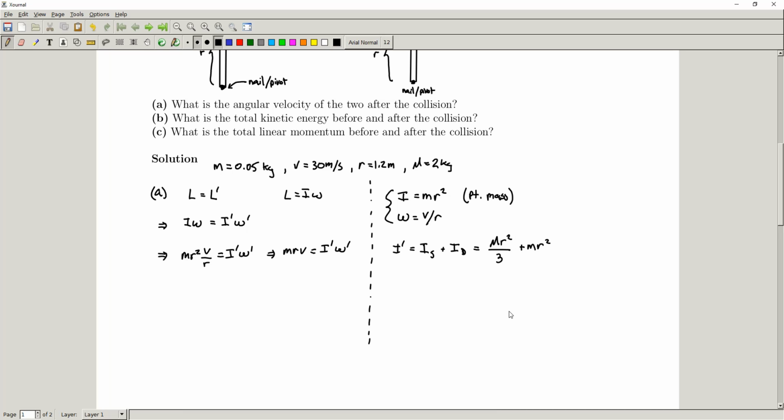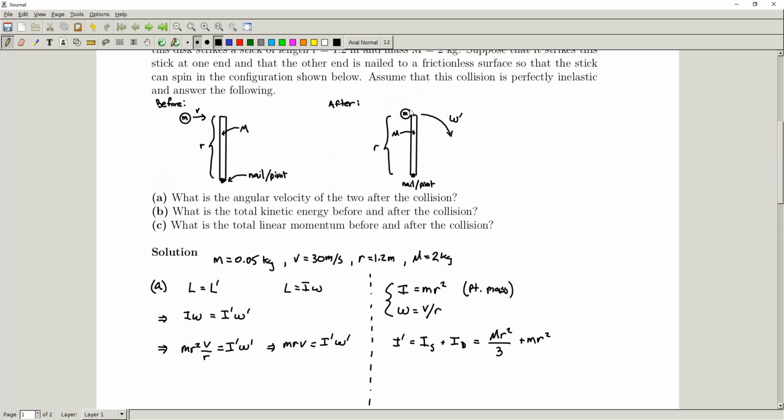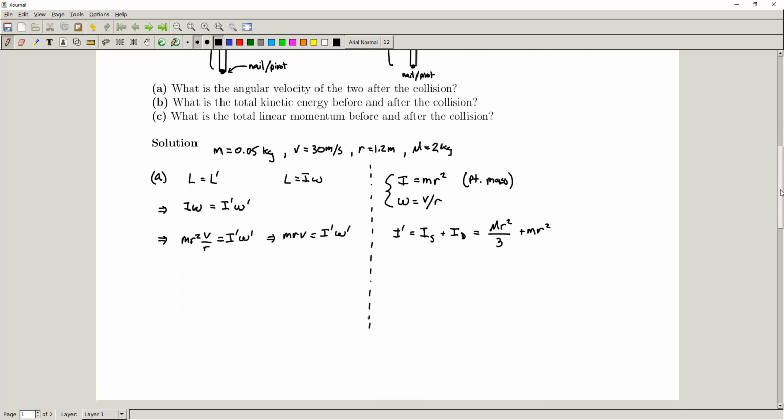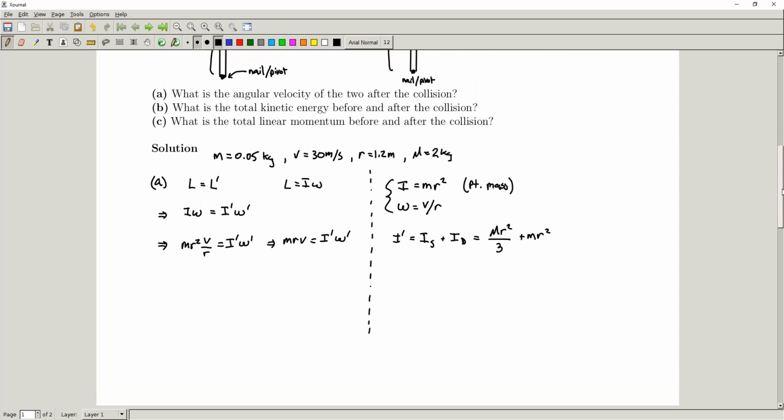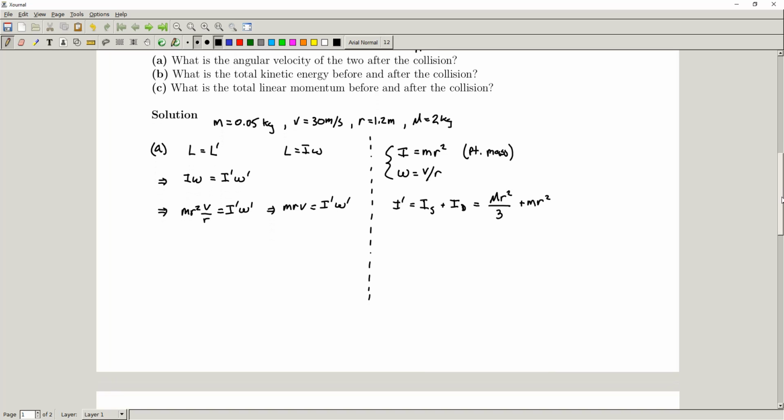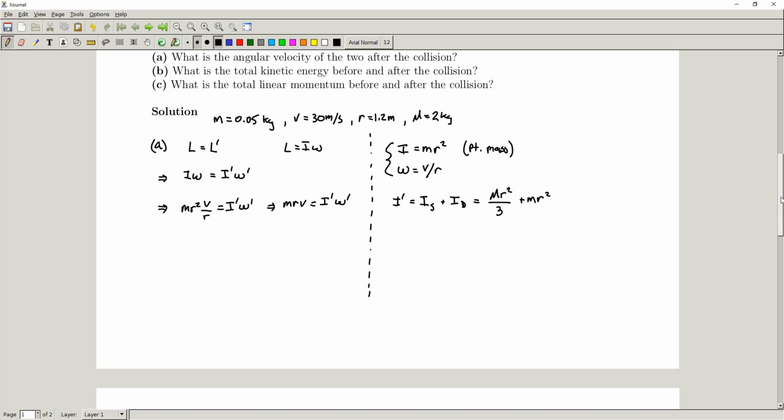And remember, so I prime is both of these put together because we have the stick and the disk, which is now stuck to the stick, both rotating together afterward around that pivot defined by that nail that's driven into one end of the stick, right? And so we have this expression. Maybe I'll rewrite it once. We can simplify by pulling out an r squared. So I'll do that. We're going to end up with m plus capital M over 3 r squared.